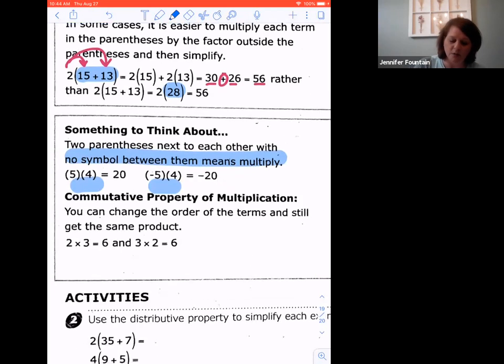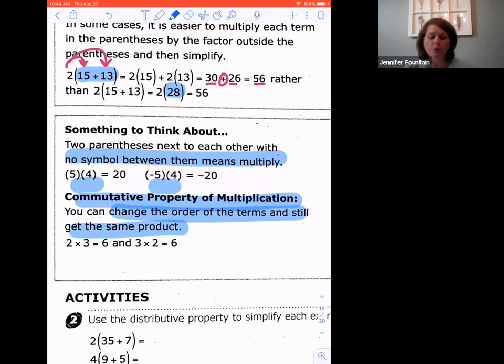And then the commutative property of multiplication says that you can change the order of the terms and still get the same product. So 2 times 3 equals 6 and 3 times 2 equals 6. It doesn't matter my order.